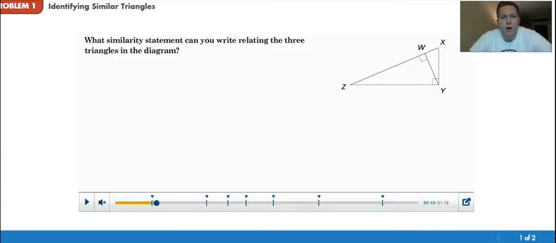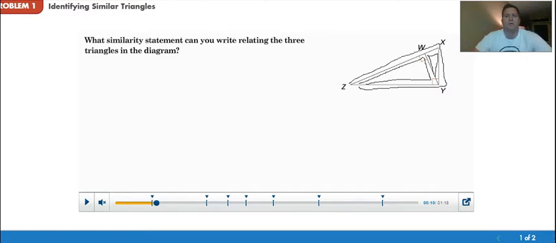Alright, so our problem number 1, make sure to write out the prompt, which says, what similarity statement can you write relating the 3 triangles in the diagram? So here is our triangle, and it's split with an altitude, and so we can see that our large triangle right here is a big one that we can see. We have another one that is split right here, and then we have a third one that looks right there. So there are my 3 triangles.